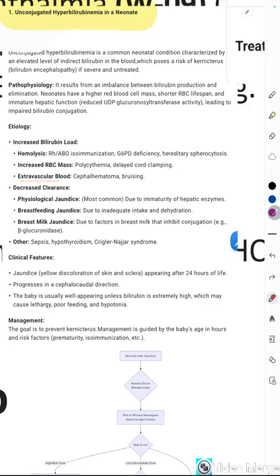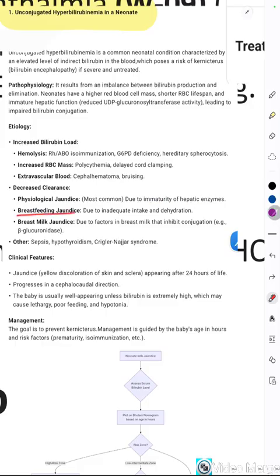Extravascular blood, that is extravasation of the blood, is seen in case of cephalohematoma that predisposes to jaundice. Then decreased clearance is seen in case of physiological jaundice. So 60% of the neonates suffer from jaundice, out of which 80% of them suffer from physiological jaundice, and this is because of the immaturity of the hepatic enzymes.